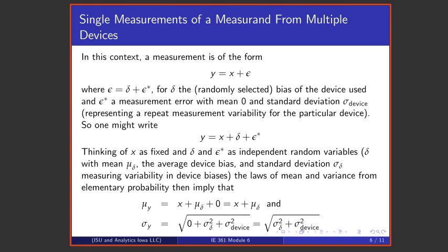In this context, and so there's a discussion here on panel 6 as to how this comes about, that I'll leave for your careful reading when we're not talking here. But basically, observations y have mean measurand plus average bias. Observations y have variability that is governed by how variable the biases are and how variable are measurements for a single device.